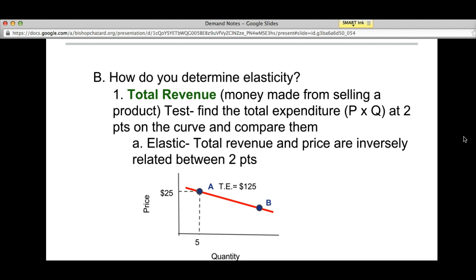Now, for point B, the price is $20, because notice that there's really not a whole lot of difference in the price here. So at point B, the price is $20, and we're going to say that there are 15 people willing to buy this product at $20.